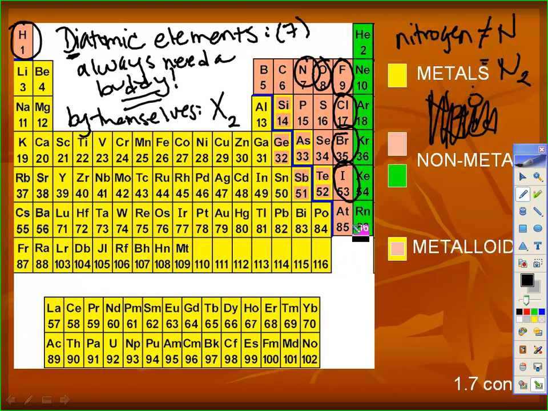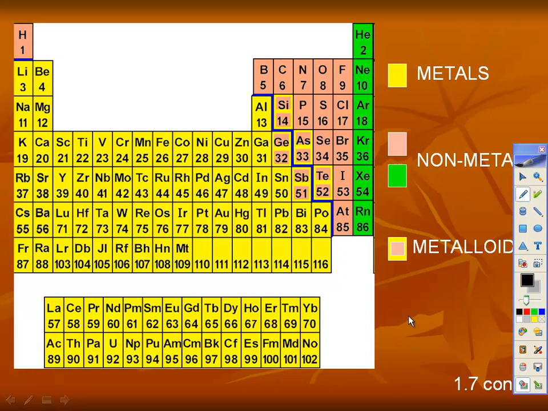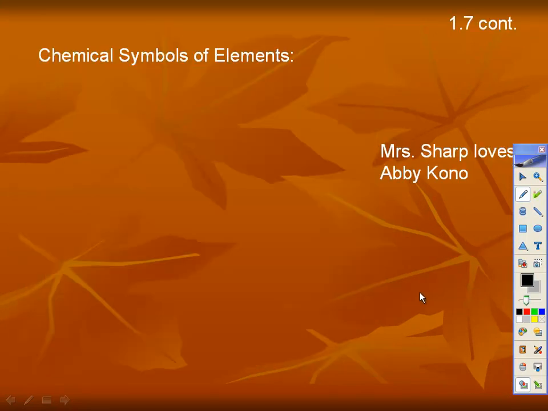So you'll never find them all by themselves. There's no such thing as chlorine all by itself. But you guys have heard of sodium chloride, so he's got a buddy there. There is, let's see, lithium chloride. And if it's chlorine just by itself, it comes as Cl2 because he needs a buddy. So those are your diatomic elements.